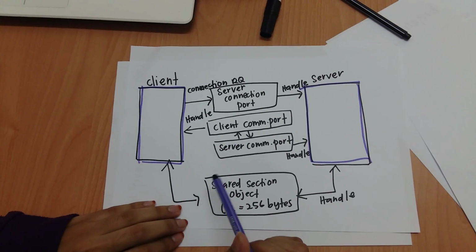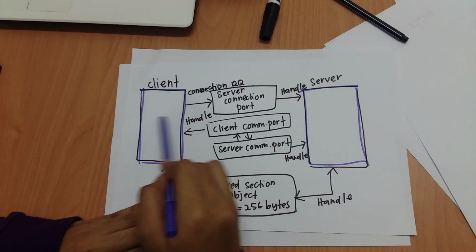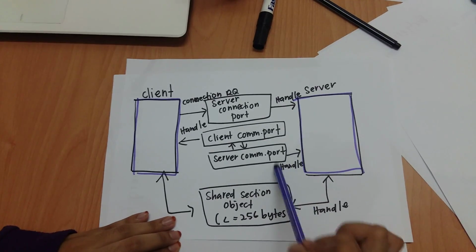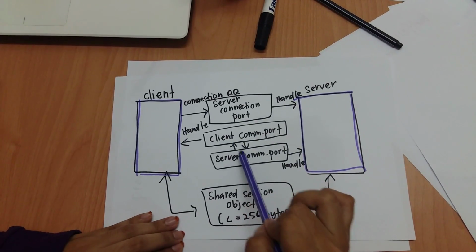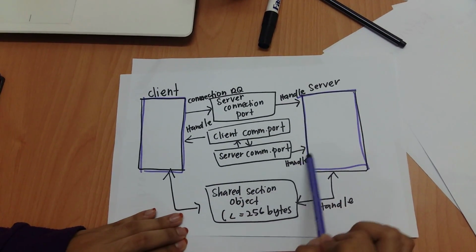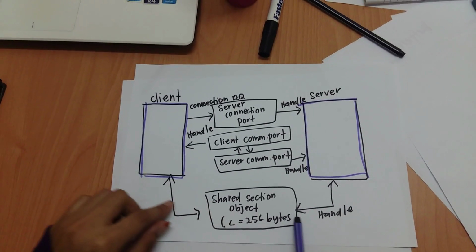And fourth, and the last one, the client receives a handle to the client communication port, and the server receives a handle to the server communication port, and the interprocess communication channel is established.